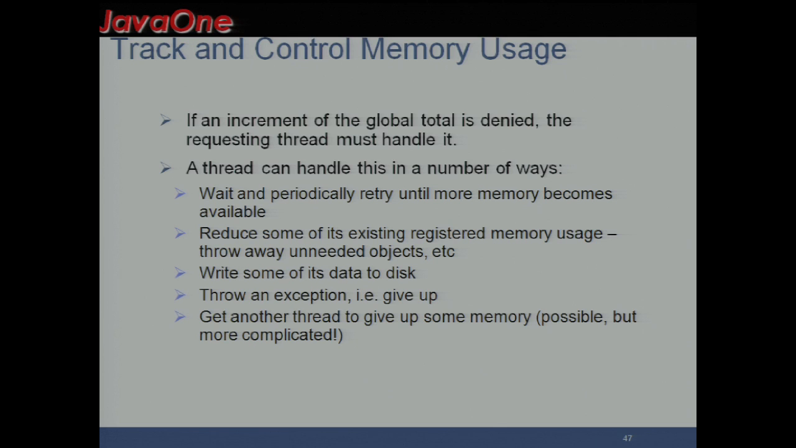Typically what we do is, when an existing thread asks for more memory, its first choice is to reduce some of its own memory usage. And that's why you want threads to keep track of their memory usage, so that they know how much memory they're actually using. You could also get a thread to try to get another thread to give up some of its memory. That's possible, but it's more complicated, and we're not going to discuss that here.